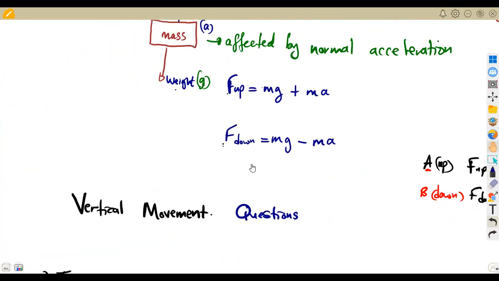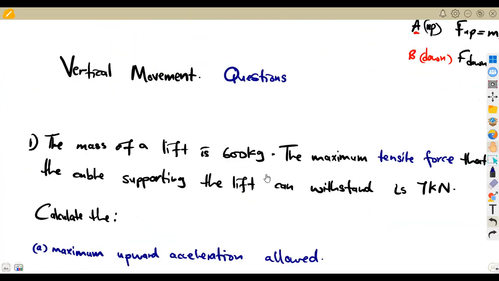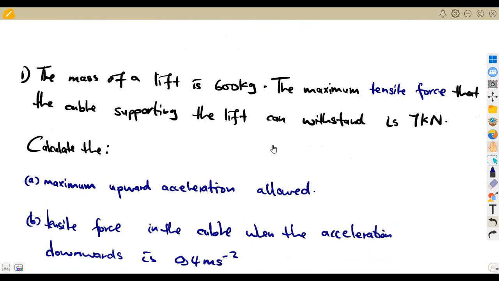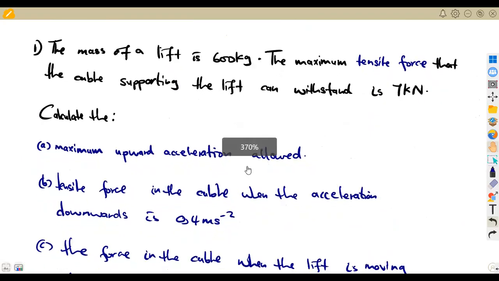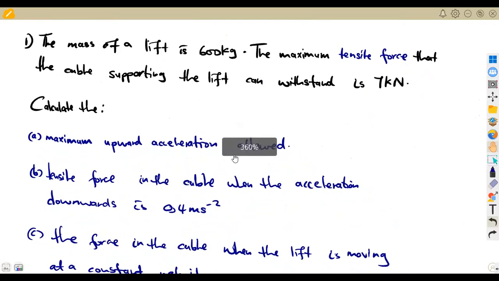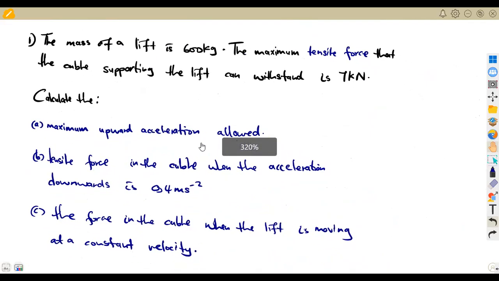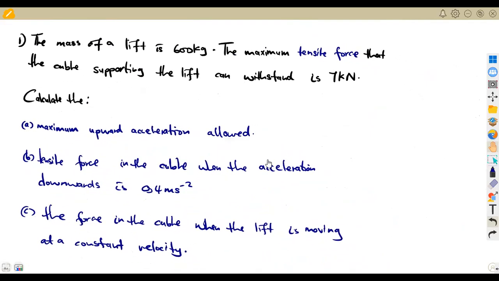Okay, so let us see what we have on our vertical movement with these formulas that we have, and also with the idea of that last part that we talked about in our previous class. We are given the first part of our question that the mass of a lift is 600 kgs. So there is a lift that we have. It has a mass of 600 kgs. All right, so what is happening with this lift? The maximum tensile force that the cable supporting the lift can withstand is 7 kilonewton.